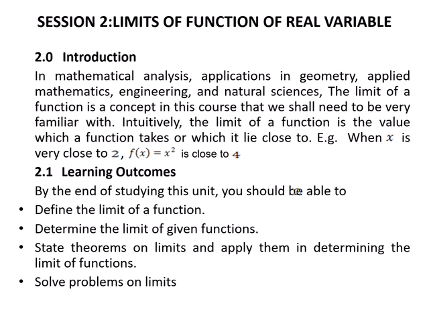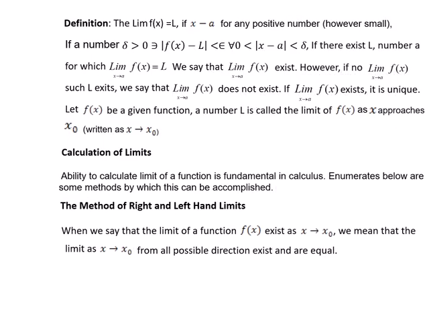For example, when s is very close to 2, f of s equal to s squared is close to 4. This means that by the time you substitute the value of s into that function, where we have s squared, the answer is 4. So it is very, very close to 4. Next slide.